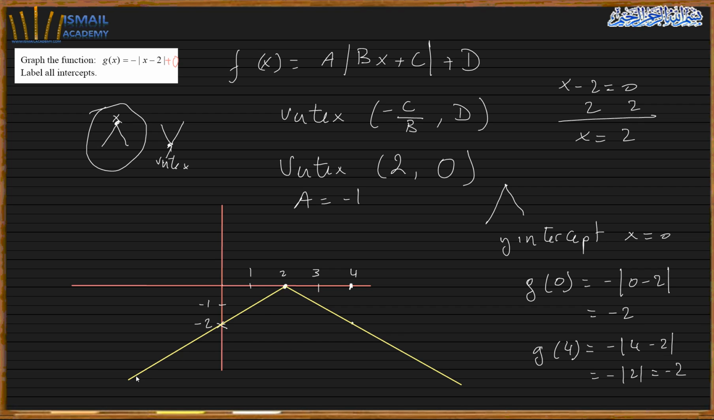So as you see, this is how we graph an absolute value function. And keep in mind, always try, especially for the linear, try to find out the vertex. And this is the way how to find out the vertex if they give me an absolute value function in this form.